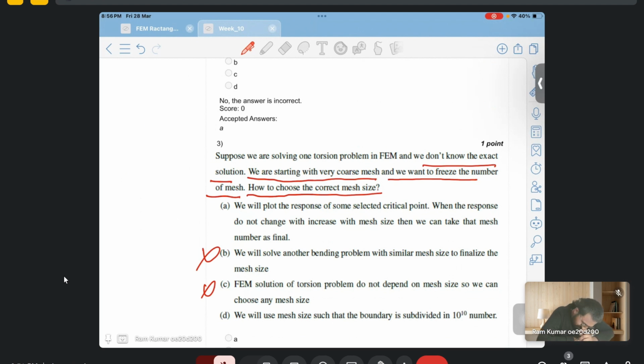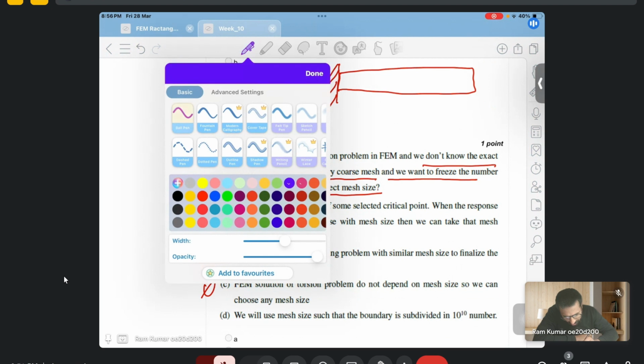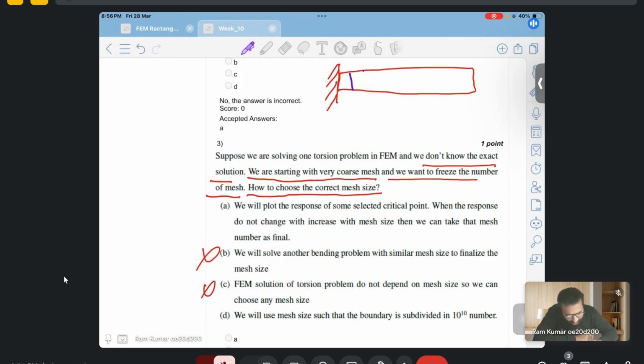As per my understanding, the first one should be there. We will plot the response at some selected critical points, and when the response does not change with an increase in mesh size, then we can take that number of elements as final. For example, I want to find the displacement of a cantilever beam, or any beam. In FEM, we do meshing, dividing the beam into a number of small elements like this.